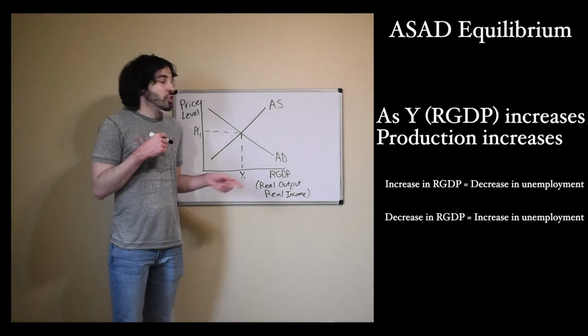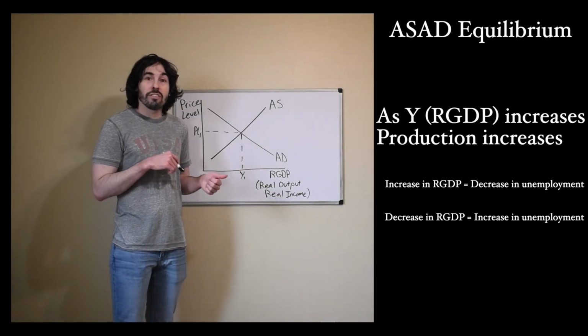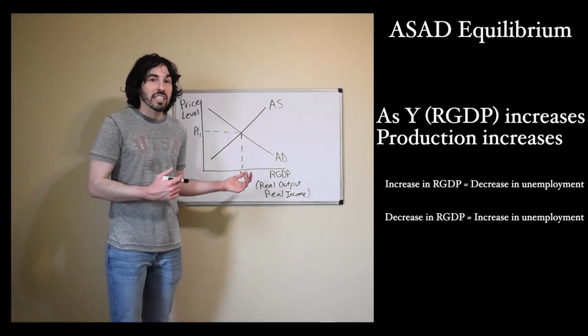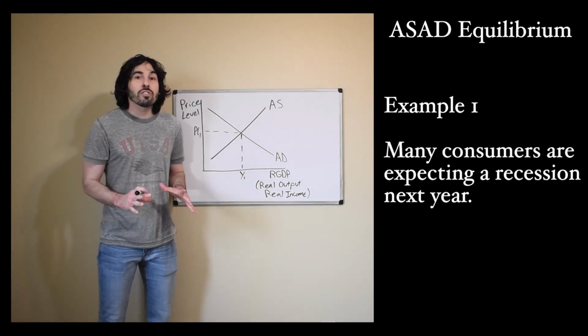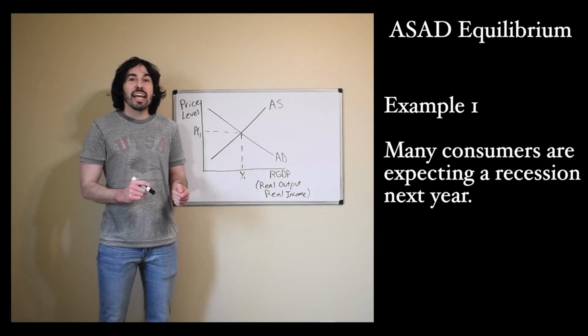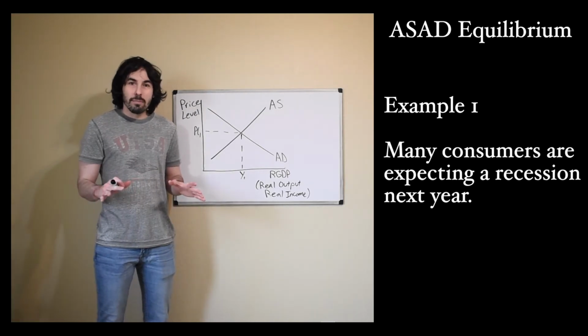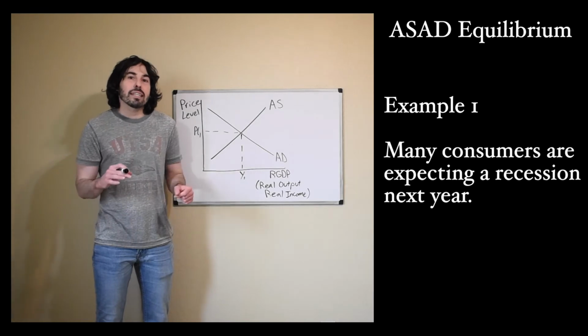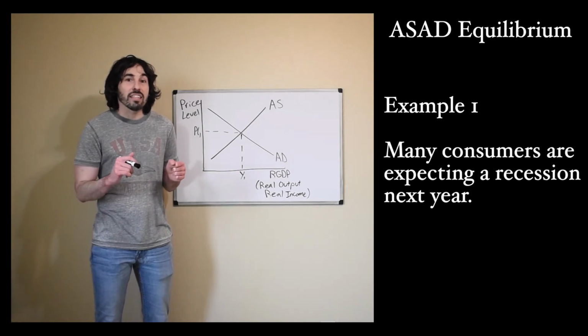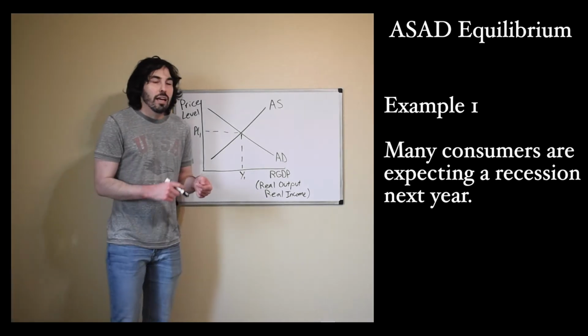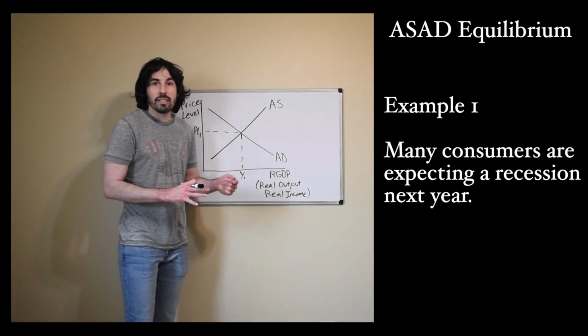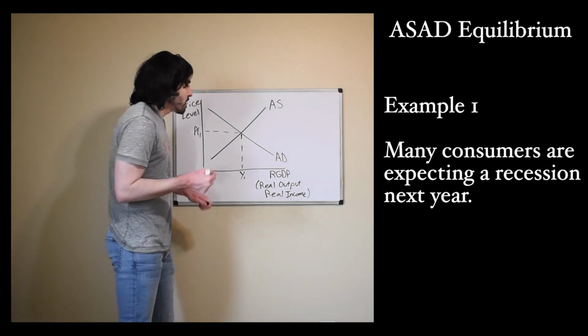Now we're going to talk about shifts in the aggregate demand and aggregate supply curve that can cause changes to our output and price level. For our first example, we're going to look at what happens if many consumers are expecting a recession next year. The funny thing about economics is, if you expect something to happen and act accordingly, then you're going to cause that thing to happen.